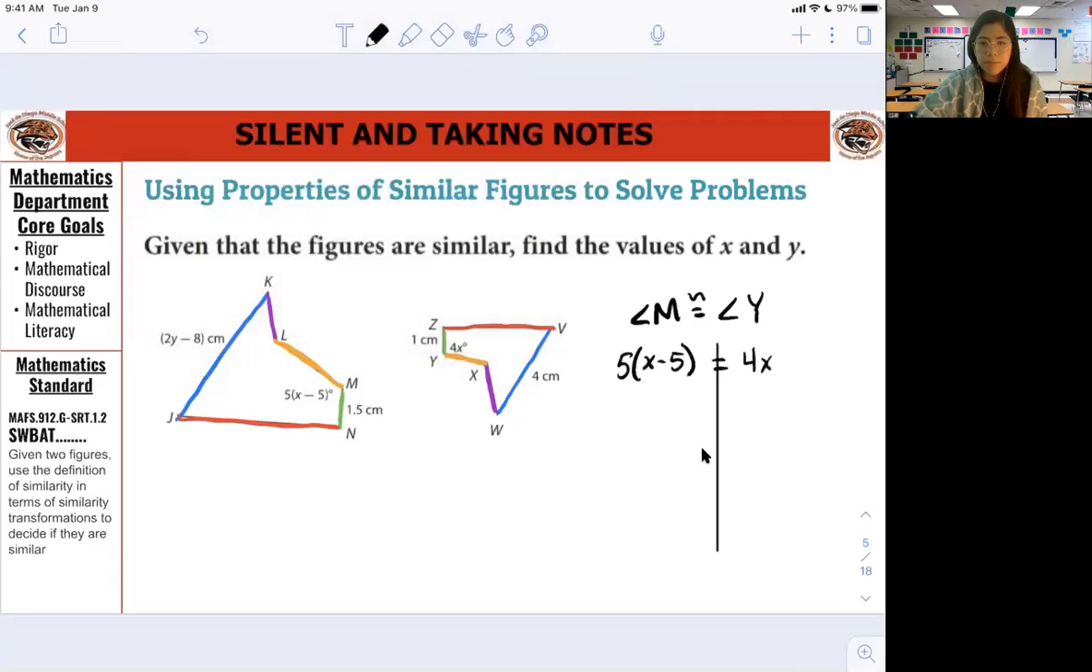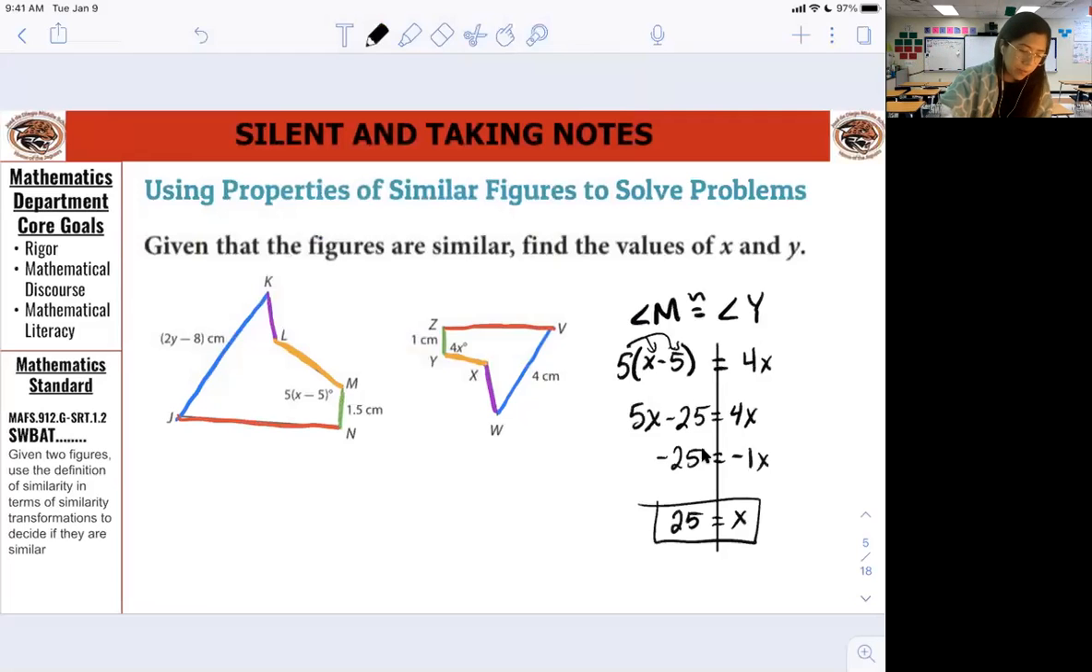I got 25. Actually, yeah, 25. So we distribute. We get 5x minus 25 equals 4x. Subtract 5x on both sides, you get negative 1x. Divide by negative 1 on both sides, yes, you get x equals 25. Questions on that? How we got that? Okay, so angles are taken care of. We got our value for x.